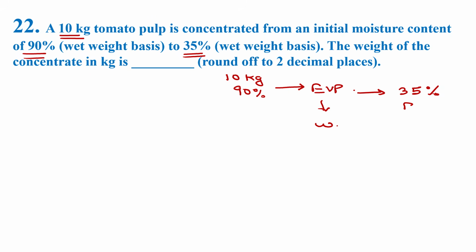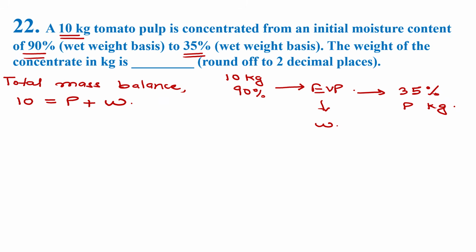So first of all, we'll do total mass balance. So 10 kg equals product P plus W, or we can say P is equal to 10 minus W. So let this be my first equation. Now moisture balance.